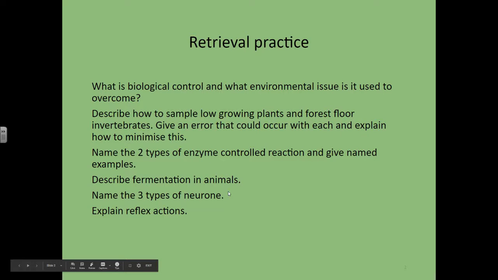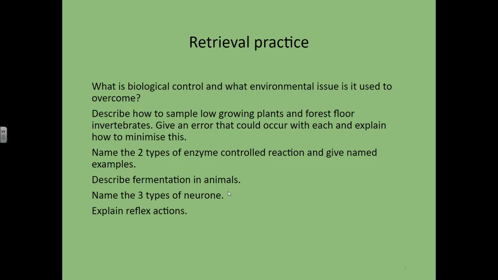So, a little bit of retrieval practice. You can pause the video and think about these 6 questions. What is biological control and what environmental issues is it used to overcome? Describe how to sample low grazing plants and forest flora invertebrates. Give an error for this and how to minimize it. Name 2 enzyme types of controlled reactions, giving examples. Describe fermentation in animals, and give 3 functions of the neuron and reflex actions.